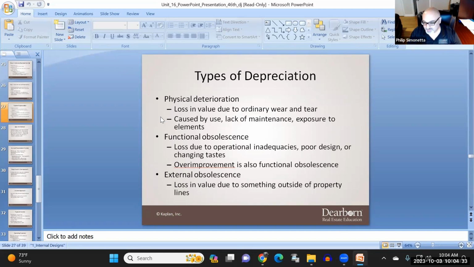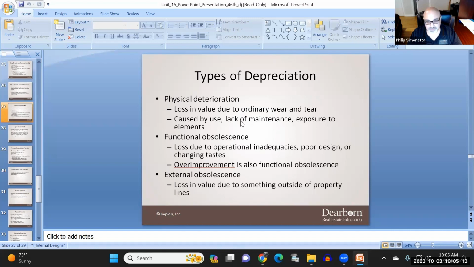And then you have external obsolescence. Functional is created by you, by somebody. External obsolescence is a loss of value due to something outside the property lines. Let's say they put a recycling plant across the street from a development. You have no control over it, but it's going to hurt the property value. Does that make sense? So if it's outside the property lines, you didn't have any control over it, but it's going to affect it. Got it. So you have physical deterioration, functional obsolescence, and external obsolescence. You need to know those three.